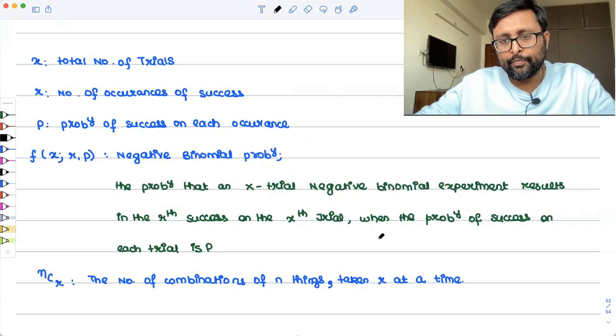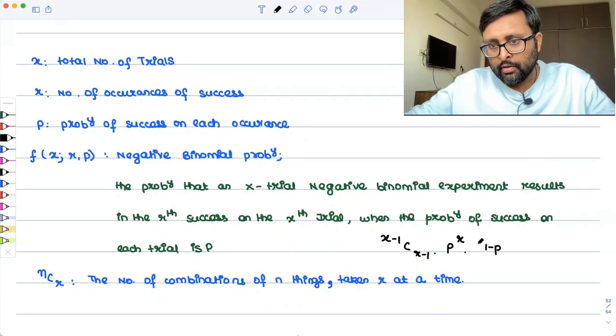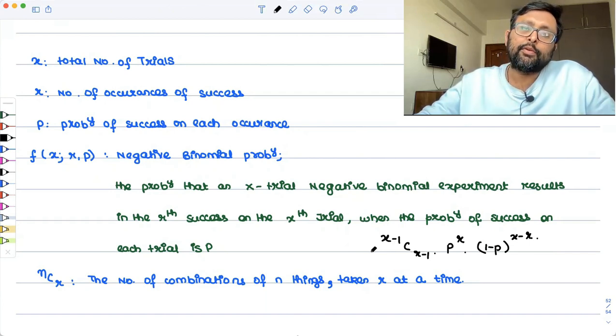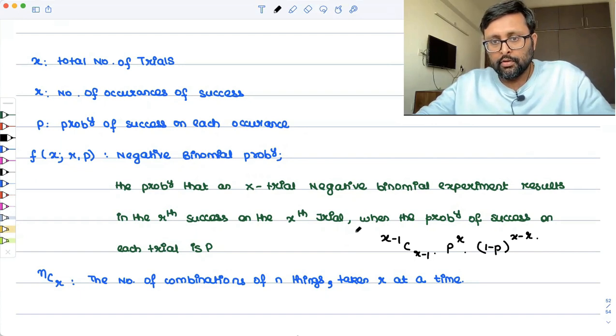So how do you write your negative binomial distribution formula? You write it like this. Probability is X minus 1 C R minus 1, P to the power R, 1 minus P to the power X minus R. So this is the probability of the negative binomial experiment, which is consisting of X trials, resulting in R successes.